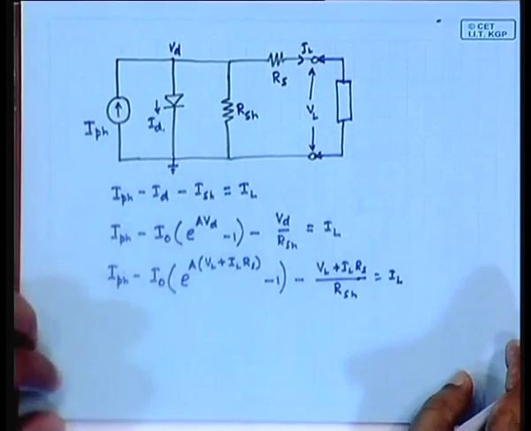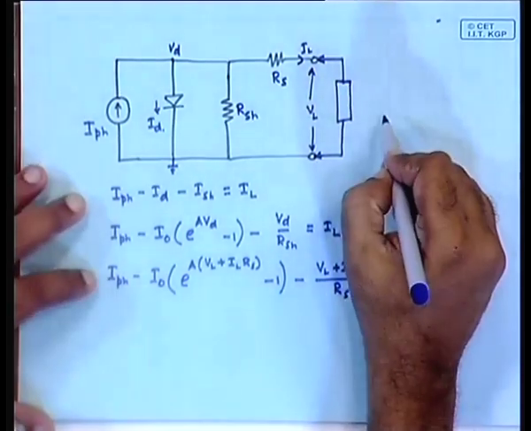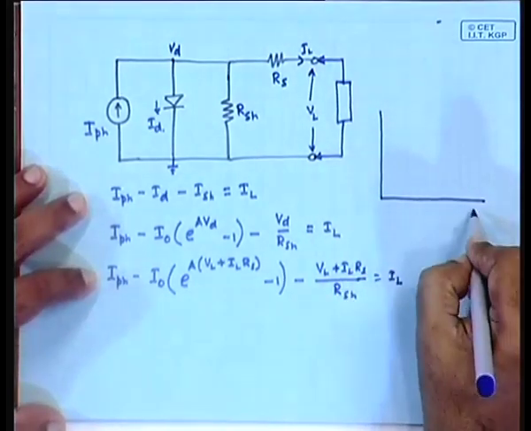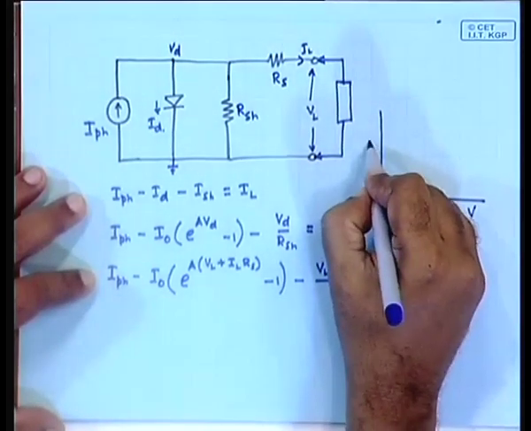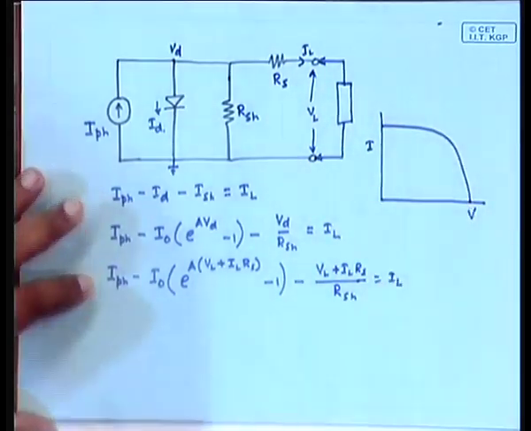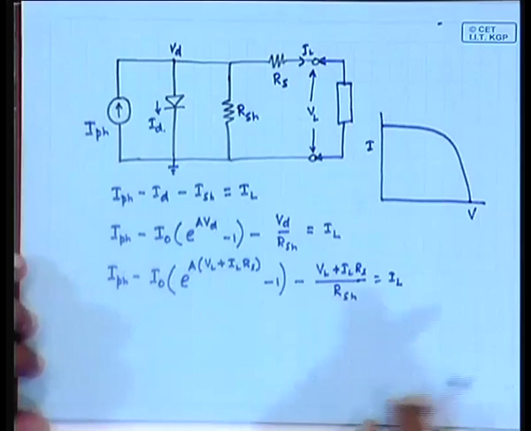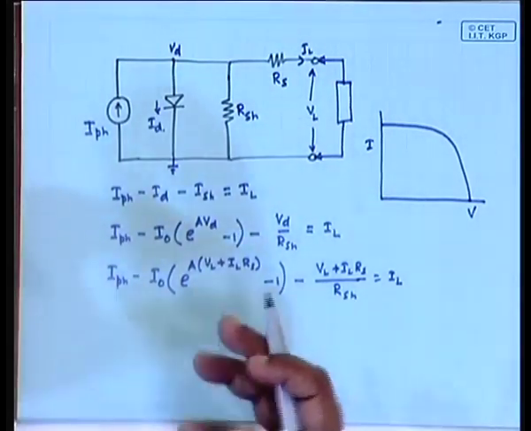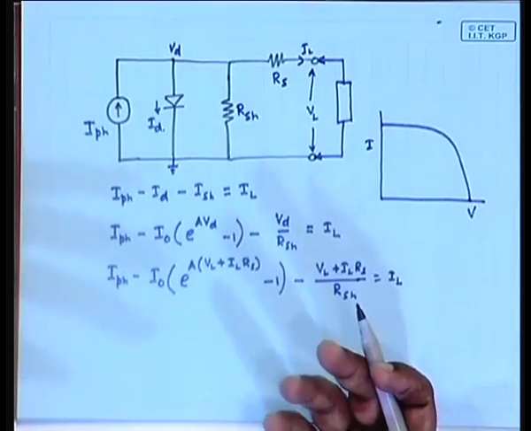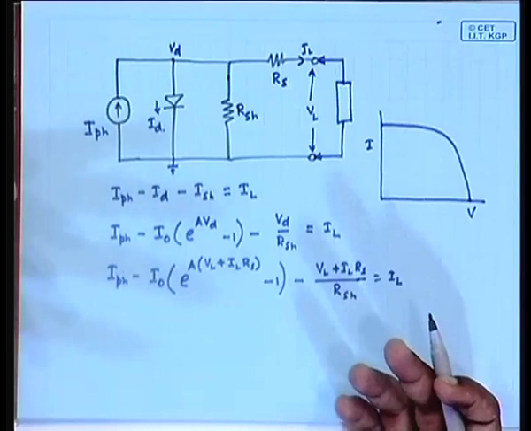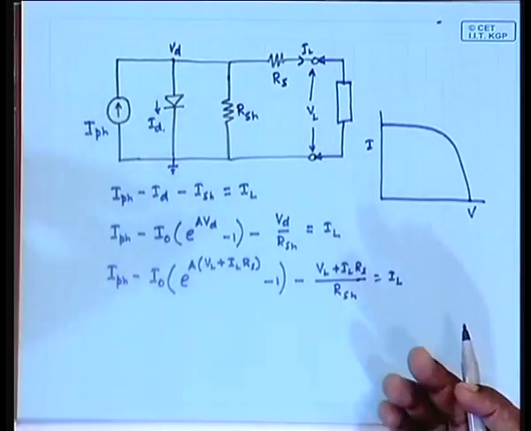Now, from here we have also seen that the VI characteristic, where this is the V axis, this is the I axis, takes this form. So far so good. Now, on the basis of this, we are trying to understand what happens to a photovoltaic panel when it ages, when the age increases.